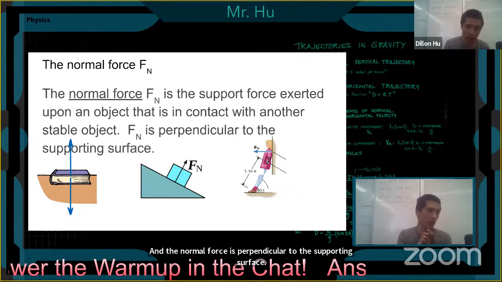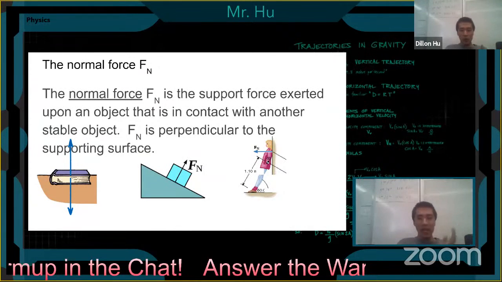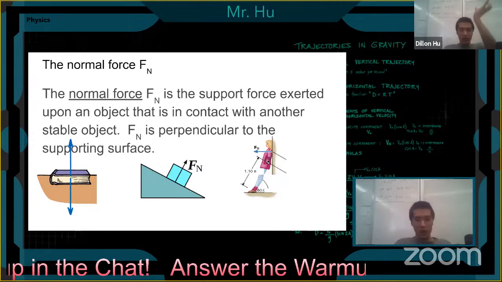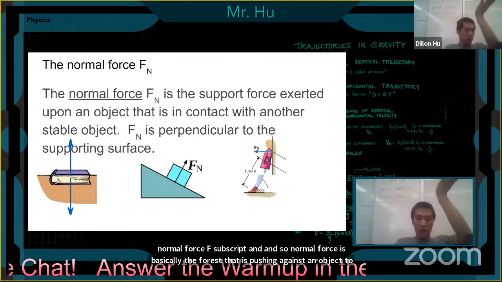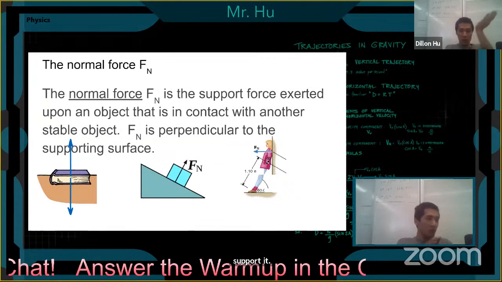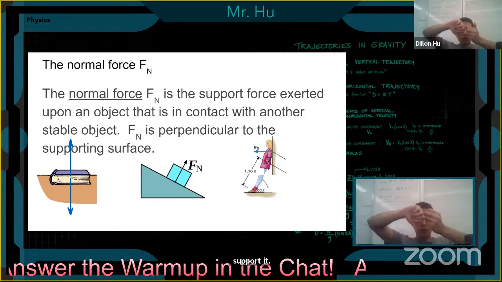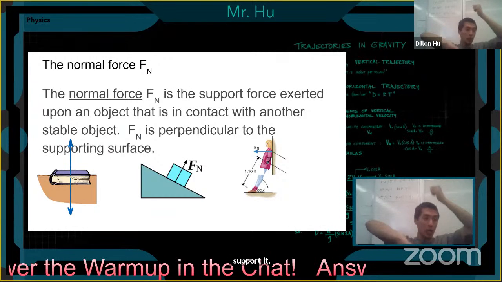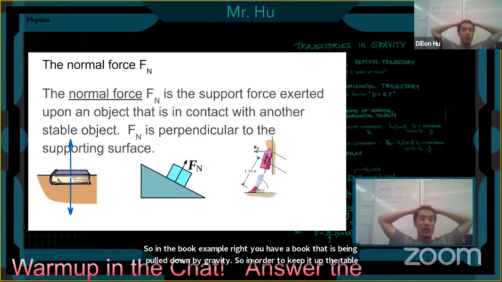So in the book example, you have a book that is being pulled down by gravity. In order to keep it up, the table applies a support force called the normal force that keeps the book up. So there is a force pulling it down, the force of gravity, and then there is a normal force from the table pulling it up. And the normal force in this example was the same as the force of gravity.